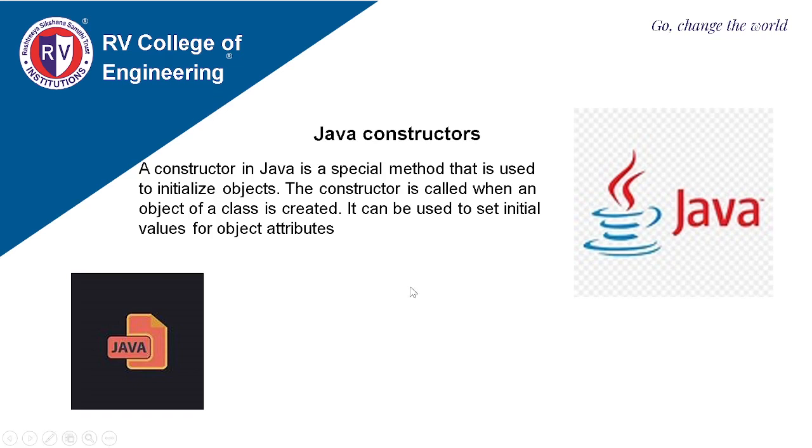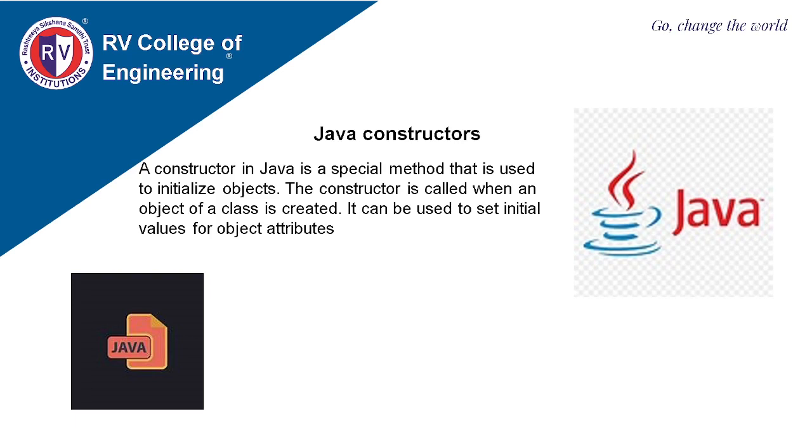The constructor is called whenever an object of a class is created. So with the help of this constructor, we can initialize the object. That means you can set initial values for object attributes. Attributes are nothing but variables inside the class. So a constructor is nothing but a special method. It's also a method, but it is a special method.